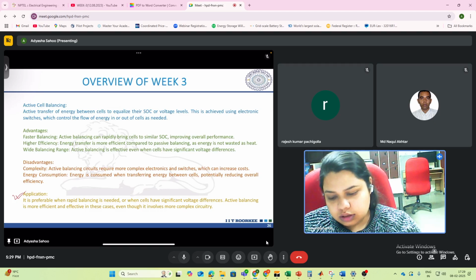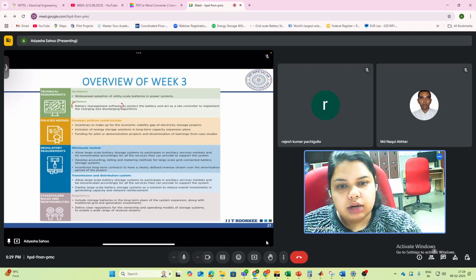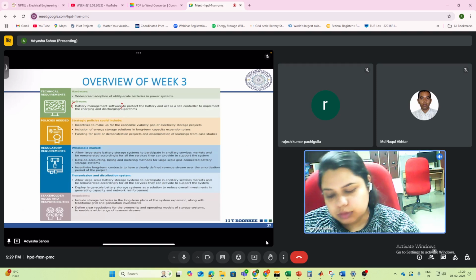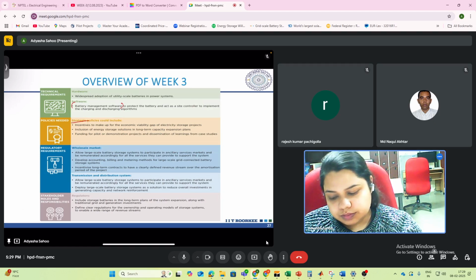So if you see here, for the technical requirements for the addition of energy storage, we require software such as a battery management system for protecting the batteries and managing the operation of the battery. Then we also need policies because, as I said, a huge amount of cost is required. So subsidies and incentives from the government can help in adding these resources to the system.